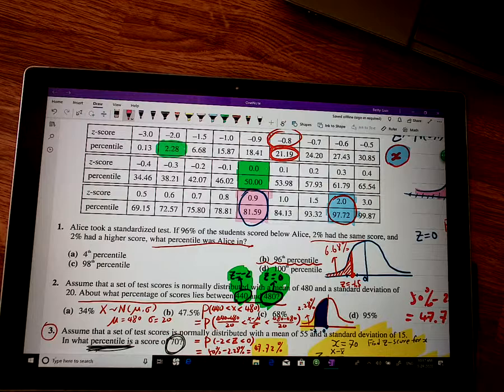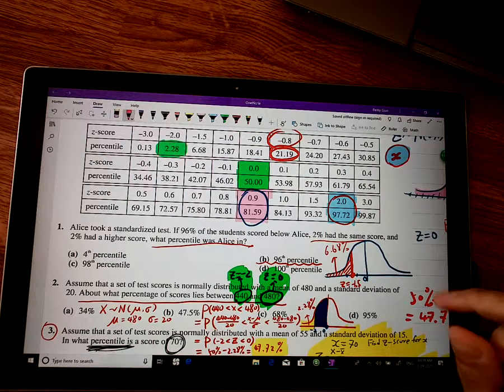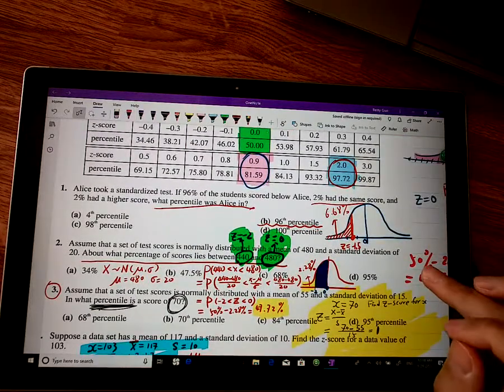Think about it: 2.28% below 440, 50% below 480. Then how many percent in the middle? How many percent between 440 and 480? You use 50% minus 2.28%. You have 47.72%. That's the percentage of scores that lies between 440 and 480. Yeah, I think it's pretty clear. Just take your time, maybe repeat the video, figure it out.